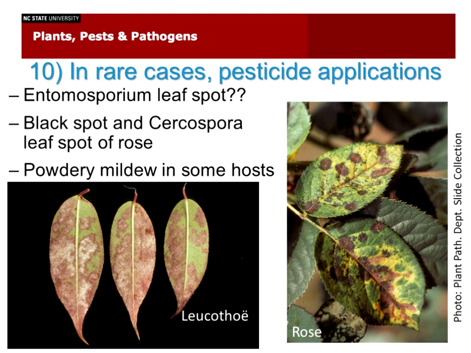And in rare cases, pesticides may be useful or almost necessary in the landscape, but we tend to try and emphasize in integrated pest management all these cultural practices first and then get ahead of the disease problem, prevent rather than trying to cure. Some of the cases where it may be warranted to use a fungicide would be Entomosporium leaf spot, possibly, if you've got an Eden hawthorn that's susceptible but something that you still want to try and hang on to. Black spot of rose and Cercospora leaf spot as well, classic if you've got a rose variety that is susceptible.